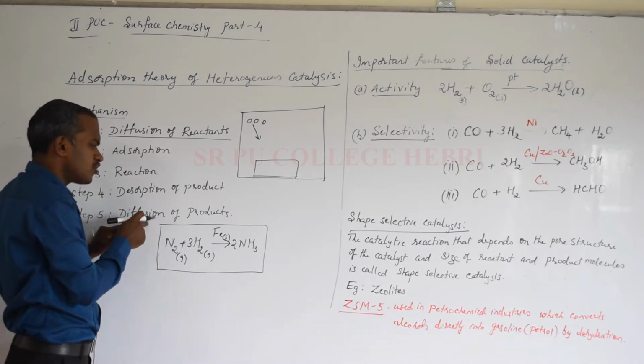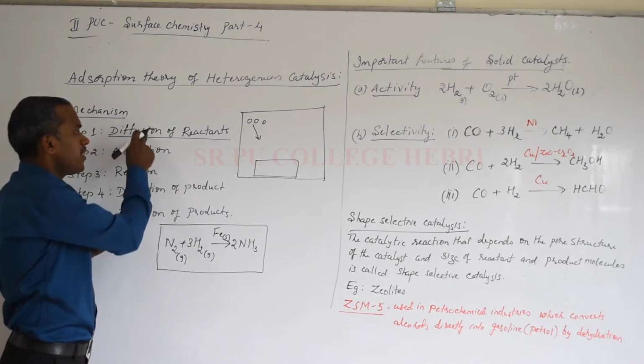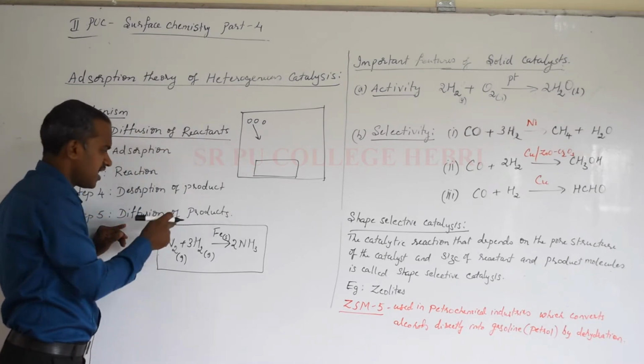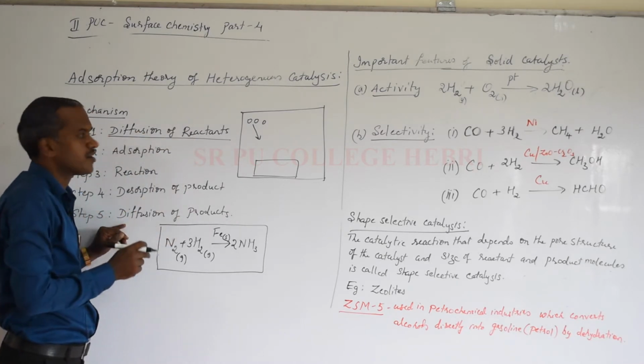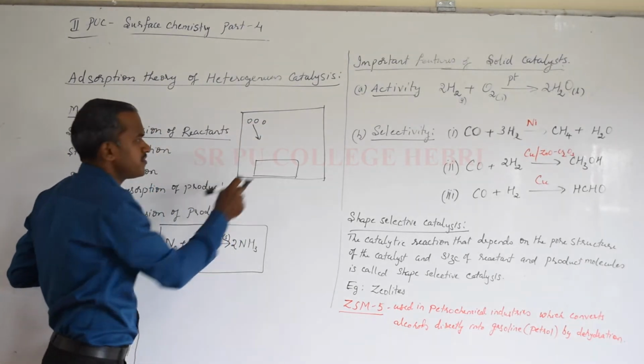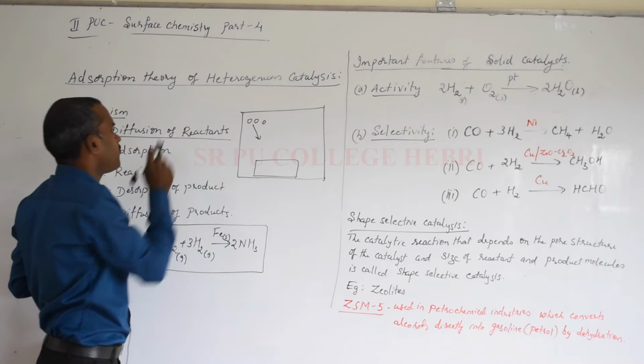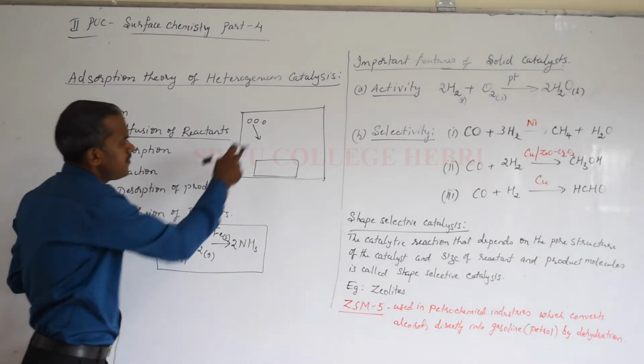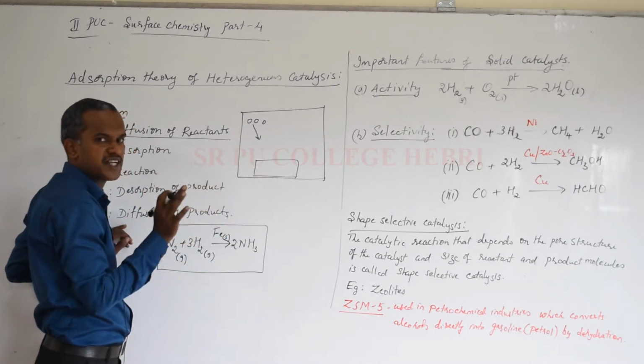The last step is also diffusion only, but step 1 is diffusion of reactants and the last step is diffusion of products. The reacting molecules will come near to the surface of the solid catalyst. That is step 1, diffusion. If they are just coming closer to the solid catalyst, the reaction will not happen.